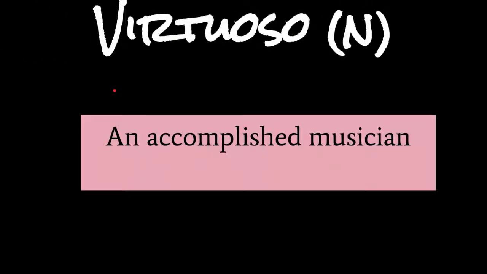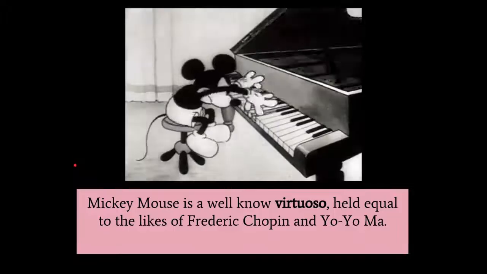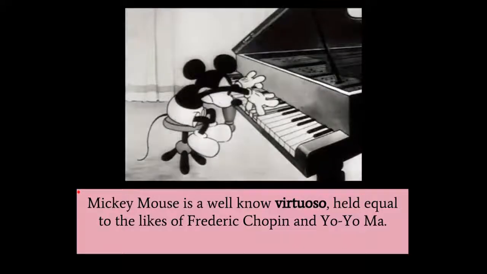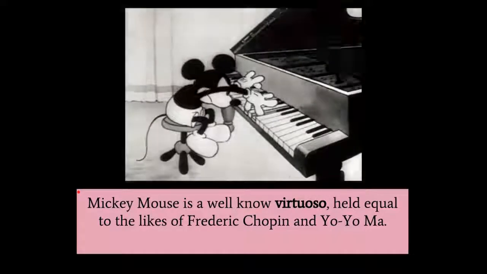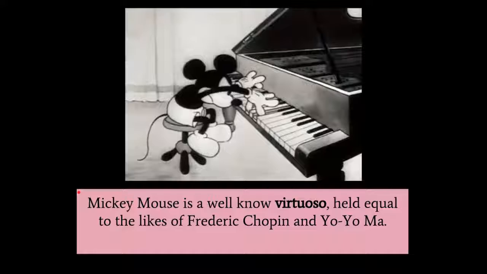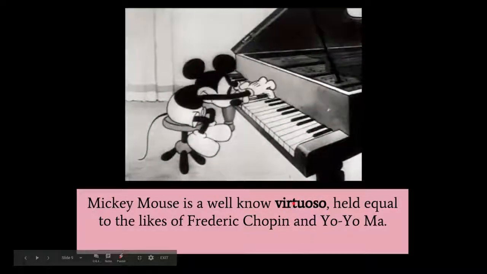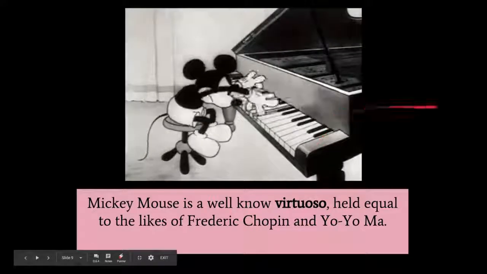Alright, for our next word we have virtuoso, which is actually a noun, and it's an accomplished musician. So it's a very specific noun. So here we have Mickey Mouse as a well-known virtuoso, held equal to the lights of Frederick Chopin and Yo-Yo Ma. Alright, so here we have virtuoso. It is a noun. It is a type of person.